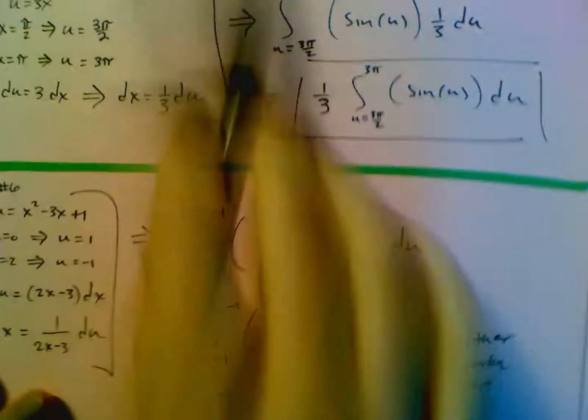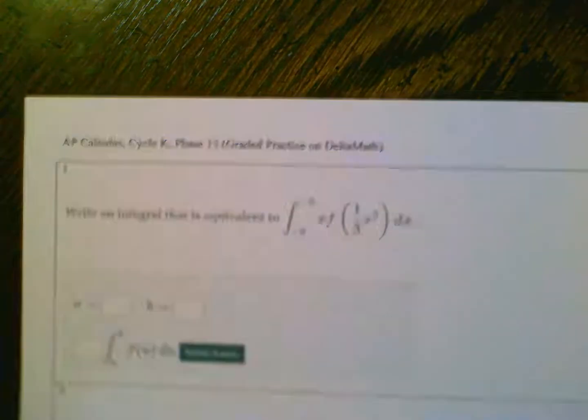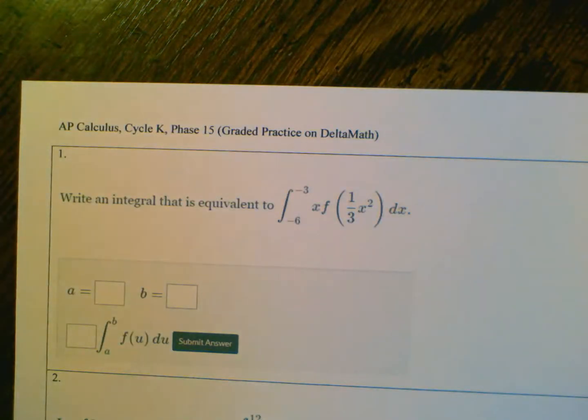Okay, so there it is, guys. So give yourself some time to practice. And just a heads up, this next phase is going to be graded. It's going to be a Delta Math thing, and it's going to be the first grade of the 4th quarter.